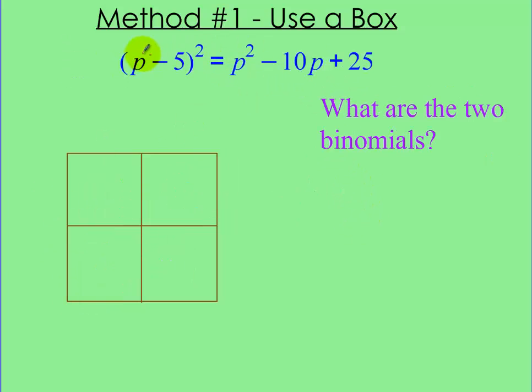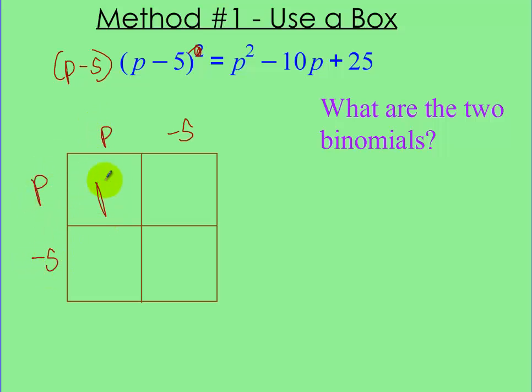Let's try another one. P minus 5 squared equals p squared minus 10p plus 25. Wait, what are the two binomials? Well, since you have p minus 5 squared, that's like having two of those. So another p minus 5 here. So squared just means you have two of them. So I'll do a p minus 5 here and a p minus 5 here.